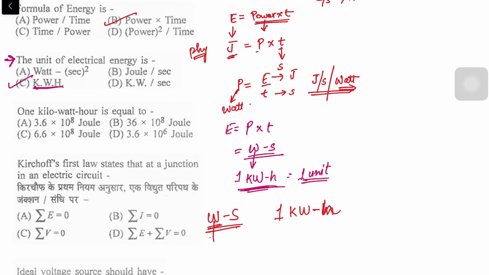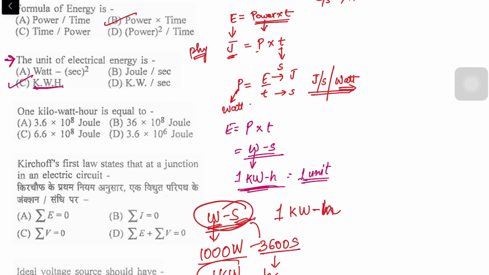For this watt only, instead of 1 watt we have taken 1000 watts, then 1000 watts will become 1 kilowatt, and instead of 1 second you are taking 3600 seconds. 3600 seconds will become 1 hour. So watt second has been converted into kilowatt hour by multiplying 1000 into 3600. So 3600 into 1000 means 36 into 10 power 5.